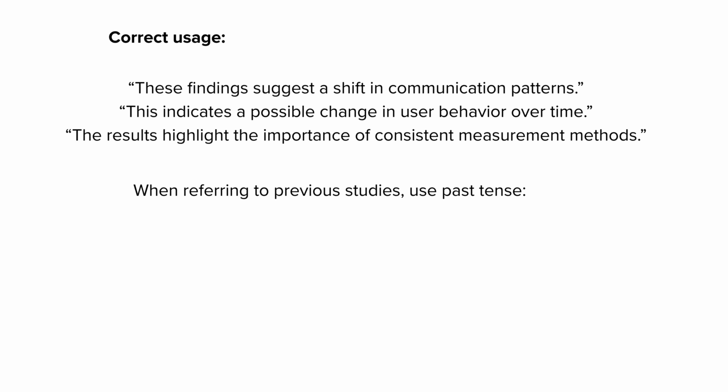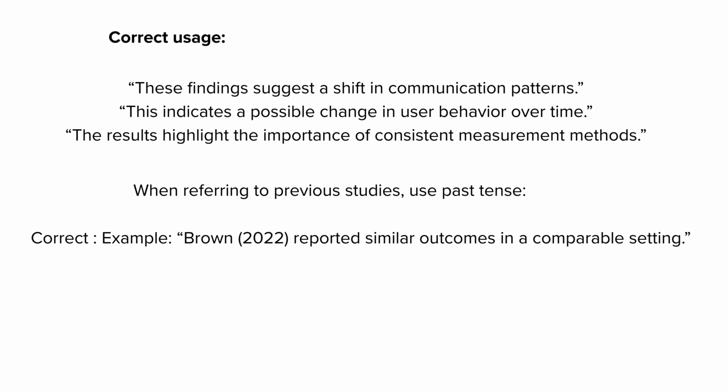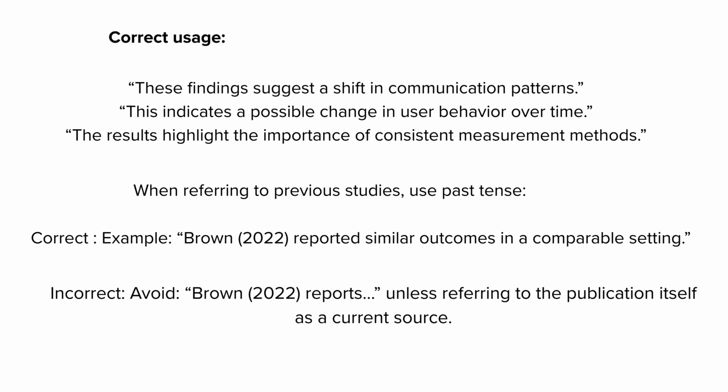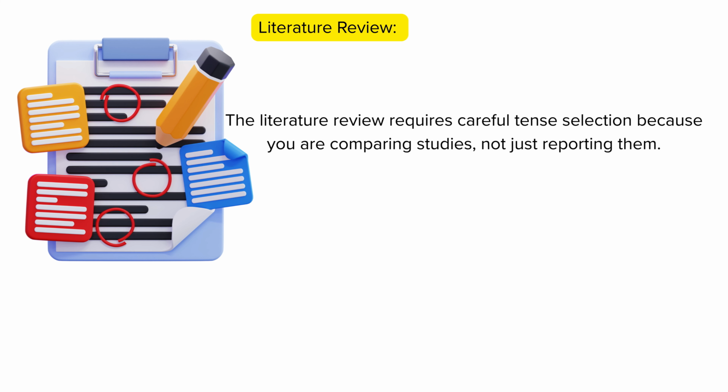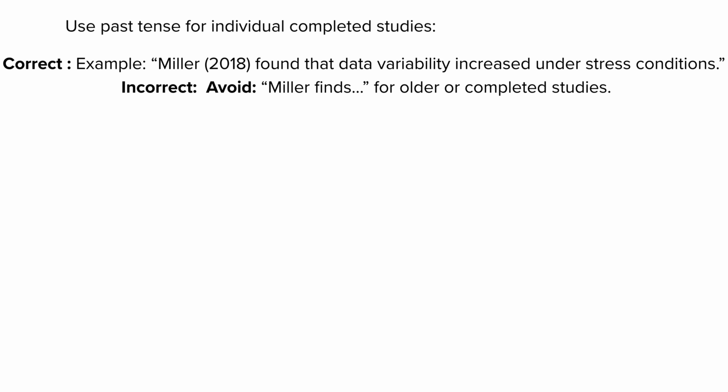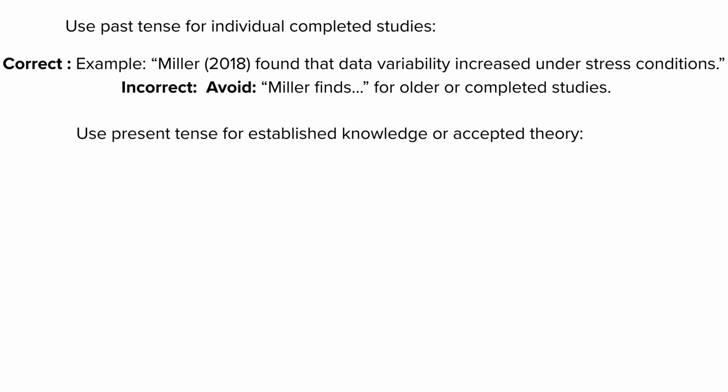When referring to previous studies, use past tense. Example: Brown, 2022, reported similar outcomes in a comparable setting. Avoid: Brown, 2022, reports, unless referring to the publication itself as a current source. Literature review: the literature review requires careful tense selection because you are comparing studies, not just reporting them. Use past tense for individual completed studies. Example: Miller, 2018, found that data variability increased under stress conditions. Avoid: Miller finds.